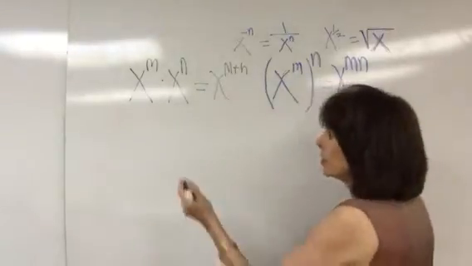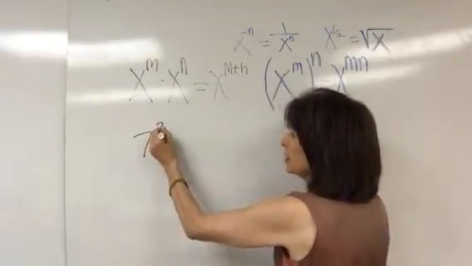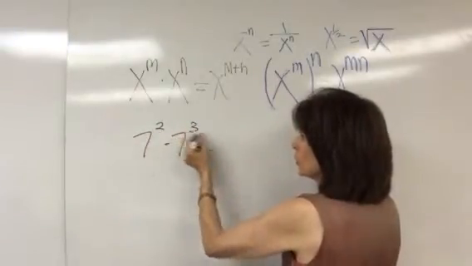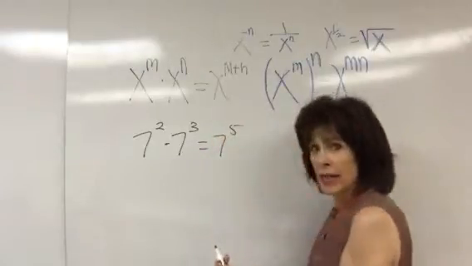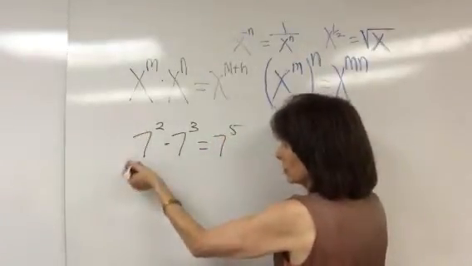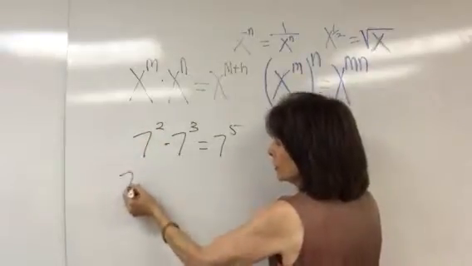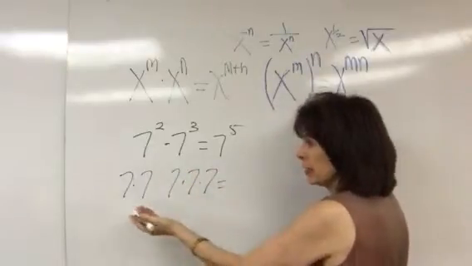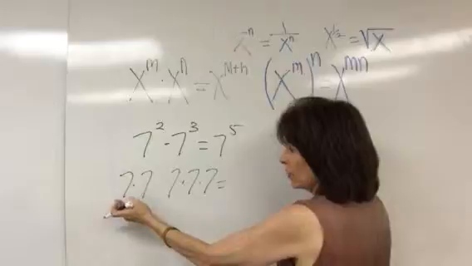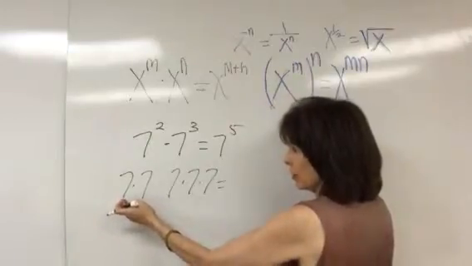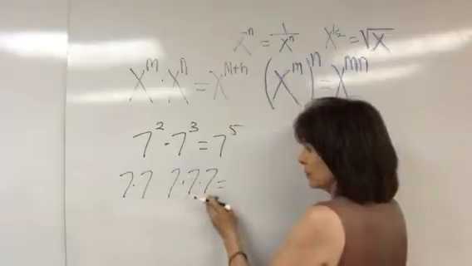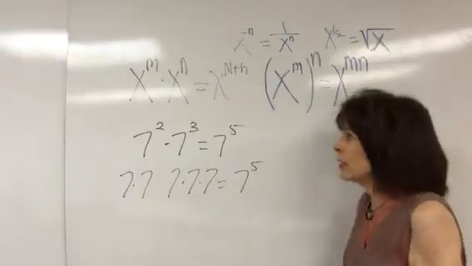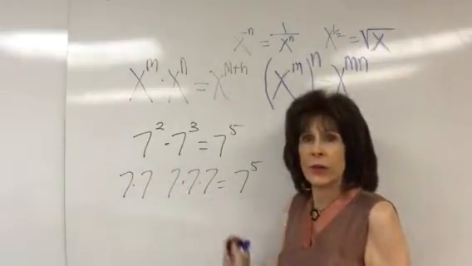So an example would be if I had 7 to the second times 7 to the third. Now, according to the rule, 2 plus 3 is 5, so that's 7 to the fifth. To take the example further, 7 to the second would be 7 times 7. 7 to the third is 7 times 7 times 7. And you can see we have the base 7 multiplied times itself 5 times: 7 times 7 times 7 times 7 times 7. That's 7 to the 1, 2, 3, 4, 5. 7 to the fifth is the same as 7 to the second times 7 to the third.